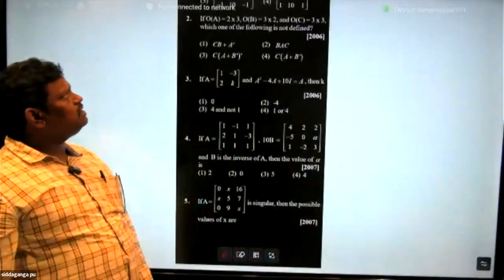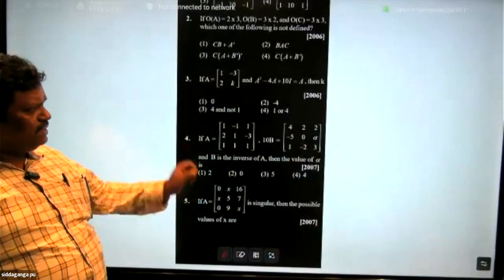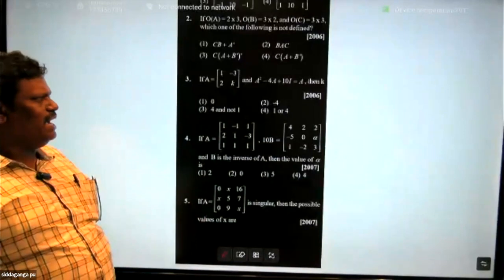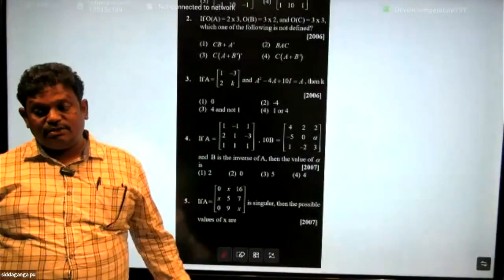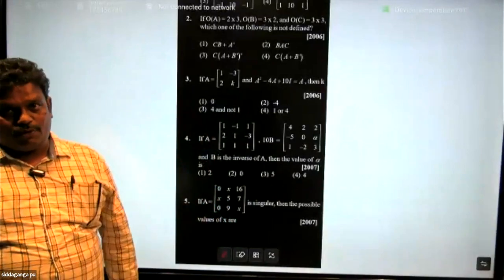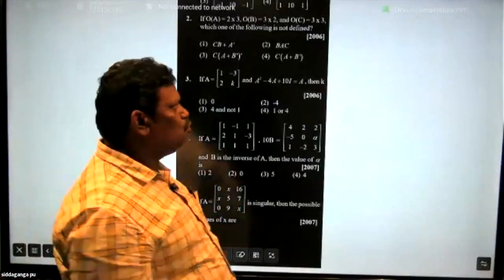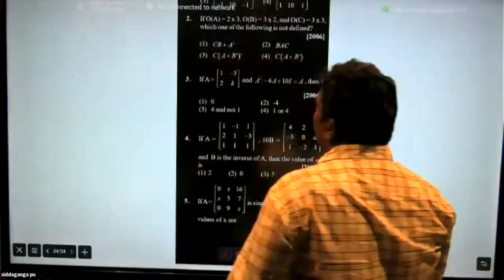Now, Sima, third question, what is given there? If A is equal to this matrix, and A square minus 4A plus 10I is equal to A, then k is equal to? Yesterday in class I explained this type of model. Here a 3 by 3 or 2 by 2 matrix is given, and there is one method. That method we can remember.